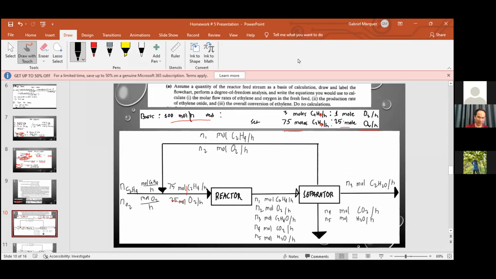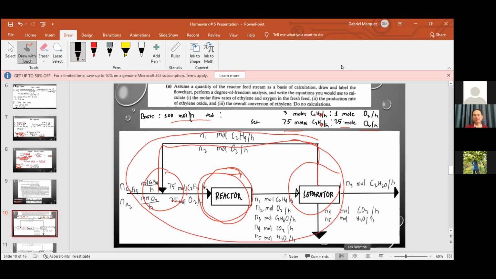Slide 10. For this case, we have at least 3 multiple units. For conversion, we have the single pass conversion and overall conversion. For single pass conversion, we consider the reactor only. Sometimes there is no 100% conversion. If you would like to increase the conversion, you have to recycle some unreacted reactant, and then you can increase the conversion based on overall conversion.